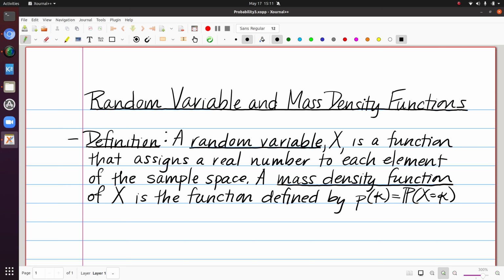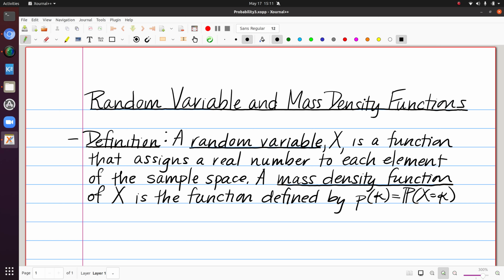So let's define a few new terms. First of all, I want to start with a random variable. So we talked about how an event is often represented by a capital letter from the beginning of the alphabet, say A, B, C, etc. For a random variable, we likewise tend to use capital letters, but actually from the end of the alphabet, X, Y, Z, and so on. And a random variable is a function that assigns a real number to each element of the sample space.